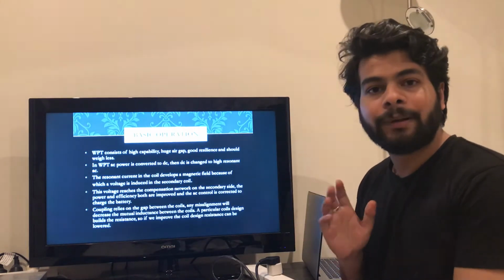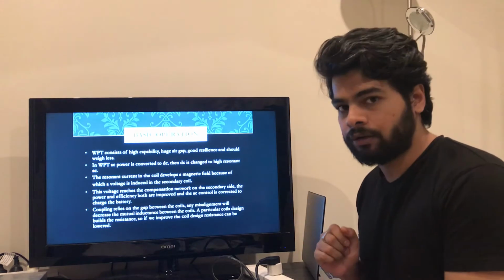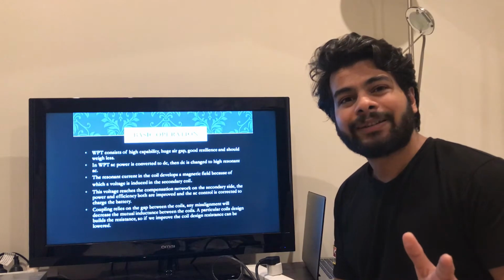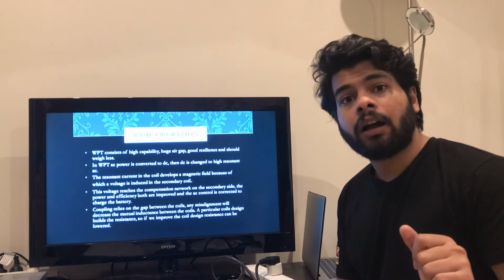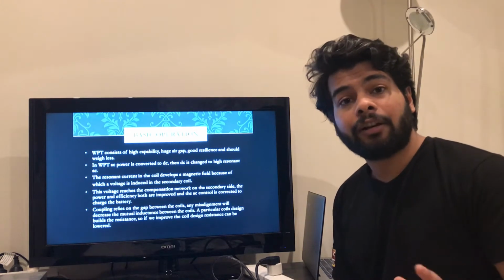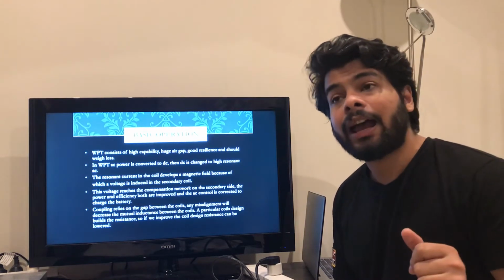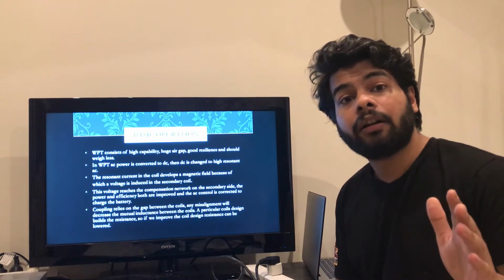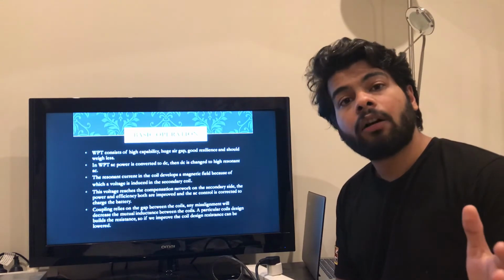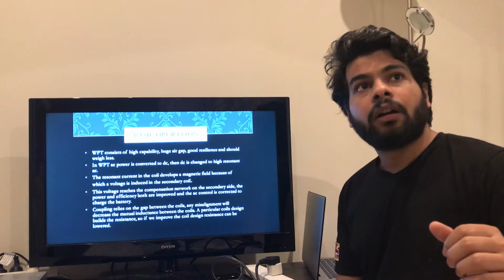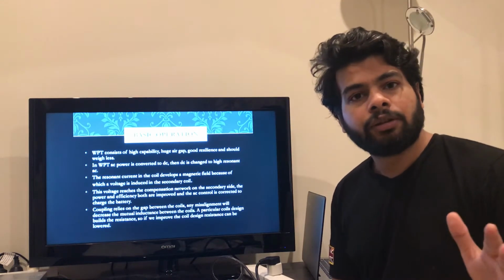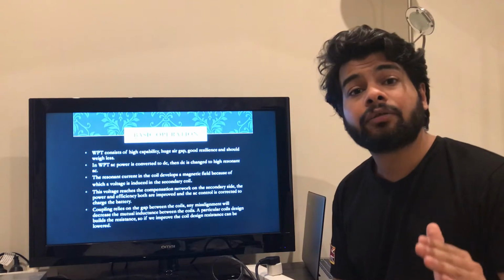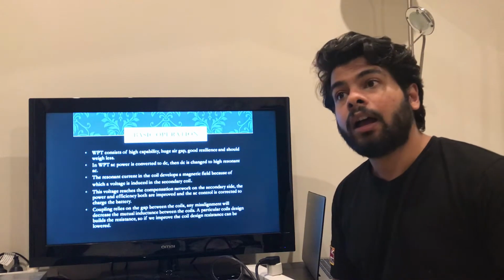Now we will talk about basic operation of wireless power transfer technology. Wireless power transfer technology should consist of a high capability. It should have a very huge air gap. It should have a good resilience, and it should weigh less. Now, what happens in this is that AC power is first converted into DC power, and then this DC power is converted into a high resonant current source.